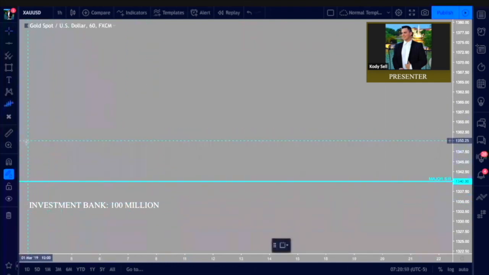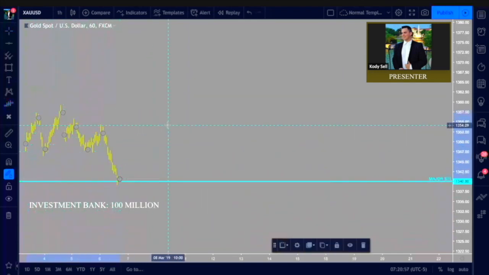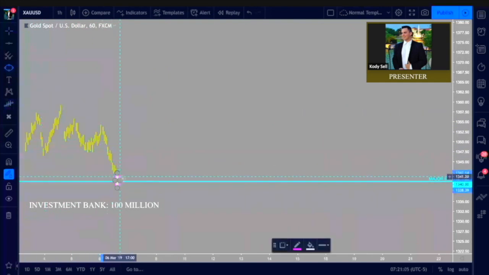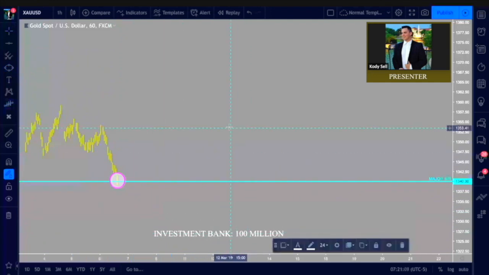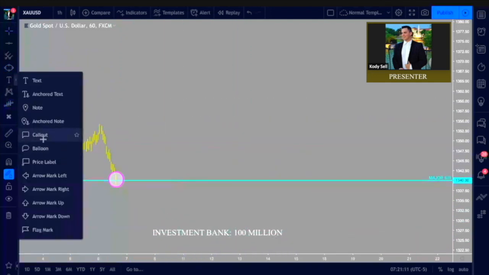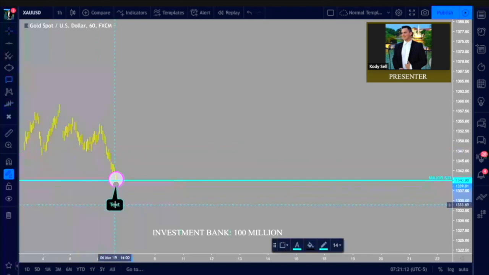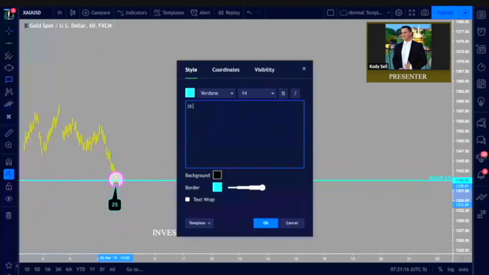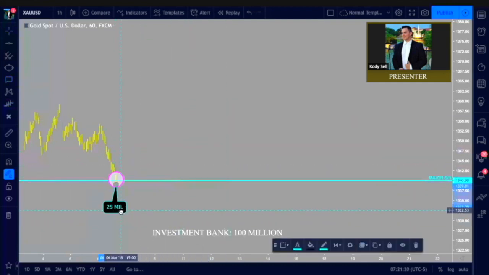So the way this works is price will be moving along here in the market, and then it'll reach the 1340 level. And when price reaches the 1340 level right here, part of this order is going to get filled. So let's say overall they want to fill 100 million right here. Let's say they had an order for 25 million.